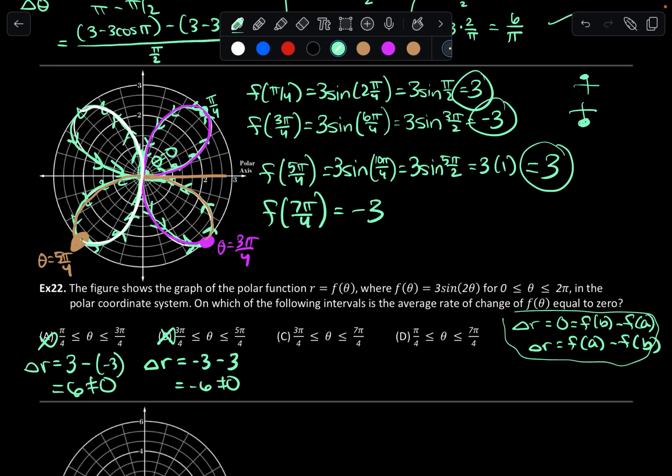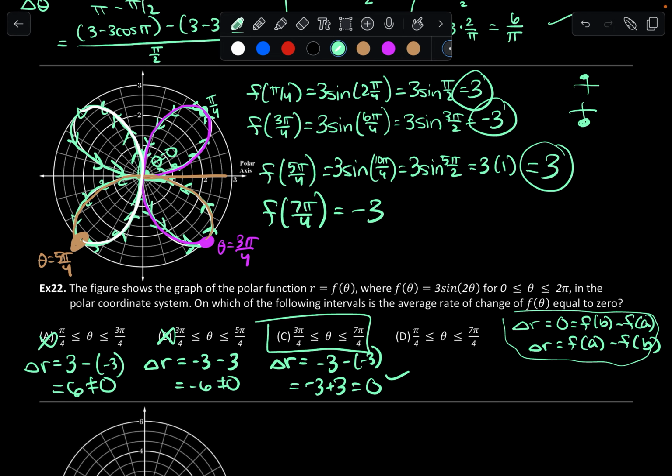Okay, so for C, I want to find the average rate of change. F of 3 pi over 4 is negative 3, and we're going to subtract f of 7 pi over 4, which is negative 3. So we get negative 3 plus 3, which is equal to 0. There it is.